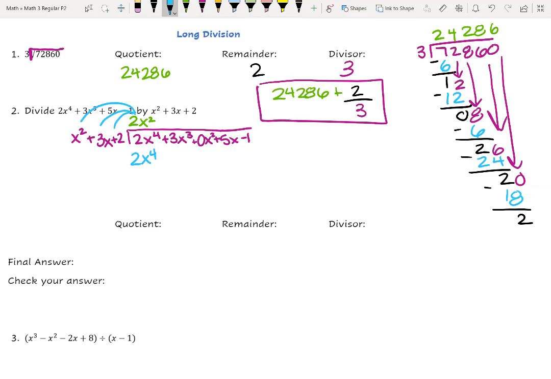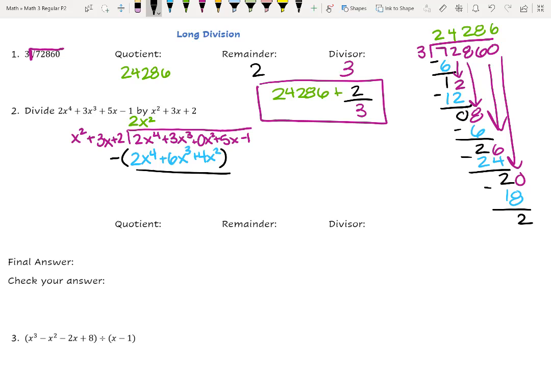My 2x squared times 3x gets me up to a 6x to the third. And 2x squared times 2 gives me a 4x squared. Okay. Now I'm going to do, again, what I was doing over here. I subtracted. So I'm going to subtract all this blue stuff. The whole polynomial gets subtracted from what was above it.